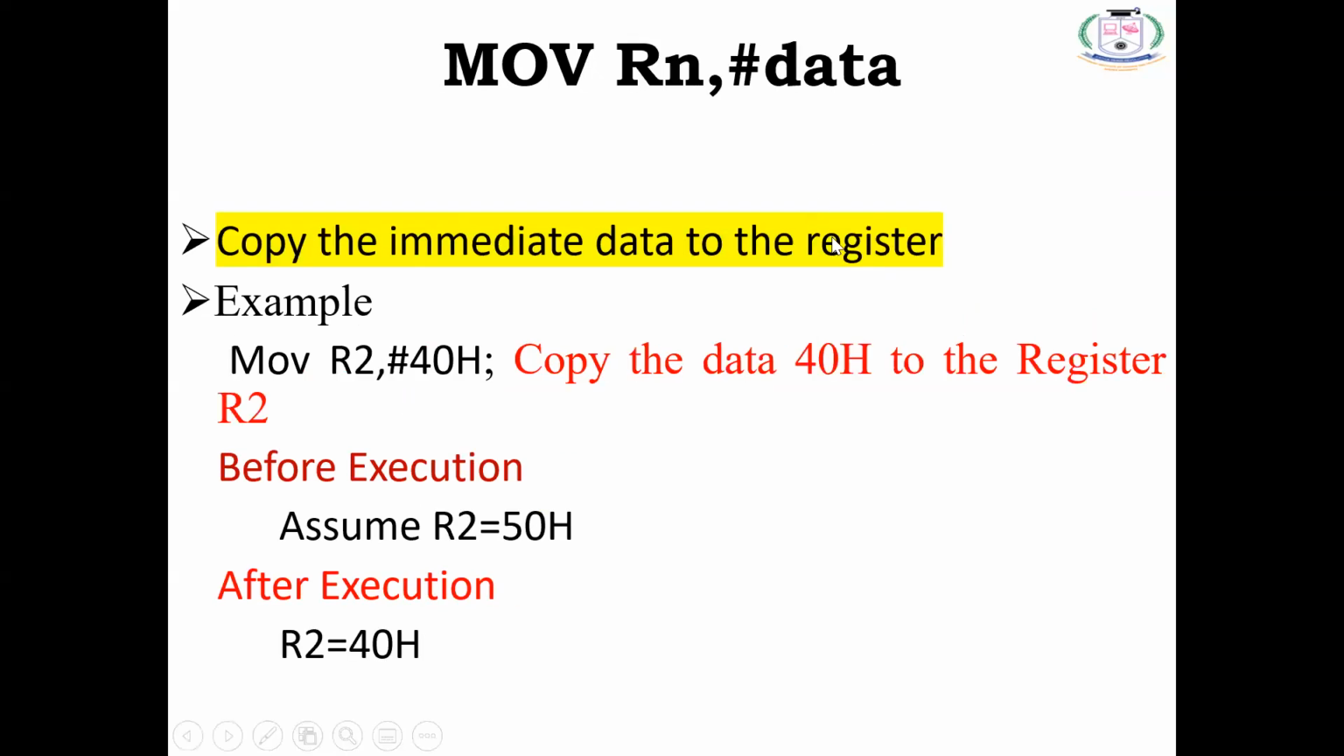Okay, next instruction, MOV Rn comma hash data. Bhavana, register number 15, tell me this instruction. MOV Rn comma hash data, ma'am. Copy the immediate data to the register, ma'am. Okay, what is the example I gave you?